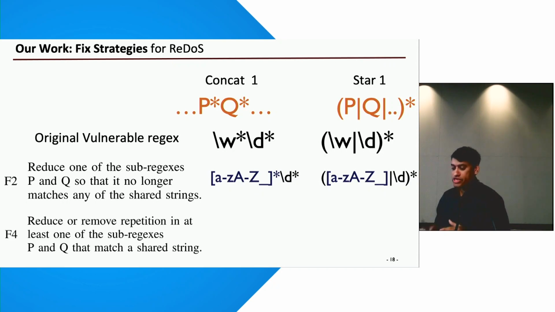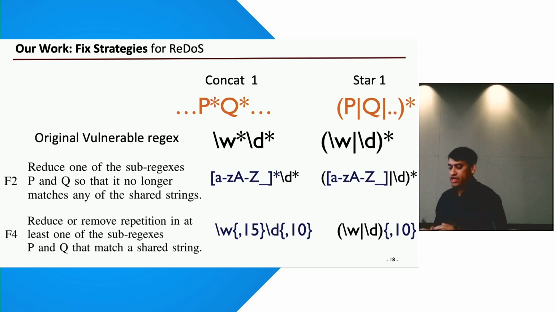Our next fix is to reduce or remove repetition in at least one of the sub-regexes P and Q that match a shared string. What we can do here is say, OK, we have to match \w and \d consecutively, but let's say we'll do \w 15 times and \d 10 times. Or for star, we can say, let's match \w or \d up to 10 times. So there is ambiguity here, but we are just limiting it to a certain number, so it will not be infinite. This is how we are avoiding ReDoS here.